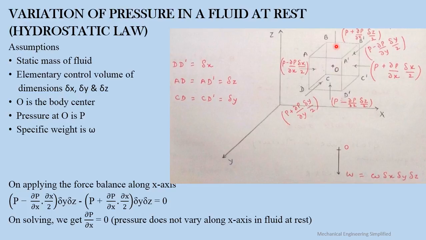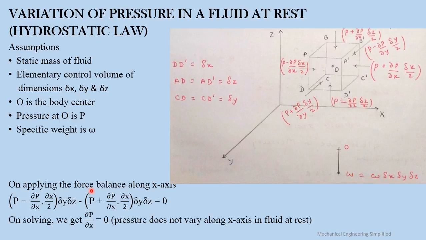Similarly in the x direction, the y direction and the z direction, this is P minus del P by del x into del x by 2, and this is P plus del P by del x into del x by 2. Okay, and please remember that we cannot equate the pressure in any direction, we have to equate the forces. At the point O we have the weight of the component, that is the specific weight into the volume. Specific weight is nothing but the weight per unit volume, so multiplied by volume we get the weight, that is omega into del x, del y, del z.